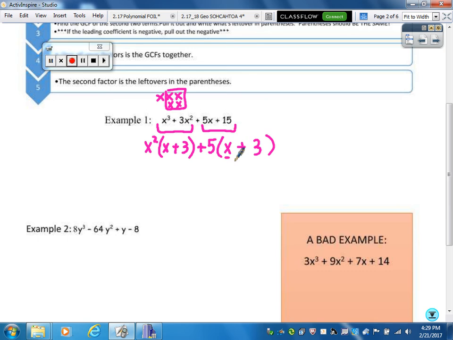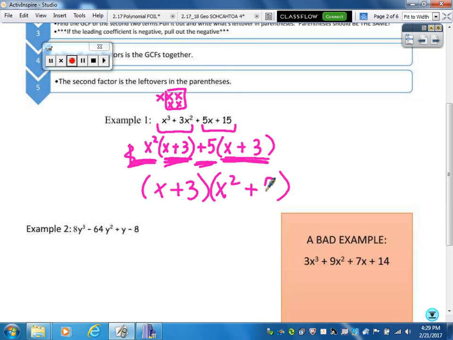Alright, notice what's happening here. This is actually really smart. We got the same thing in both parentheses. So we are actually going to now pull out a GCF of these two terms, this binomial, x plus 3. So there's our first factor, x plus 3. And your second factor is what's left over. So what's left over is the outside stuff. Look at it here. We've got this x squared, and we've got this positive 5. And there you go. You have factored your first polynomial, and you are done.